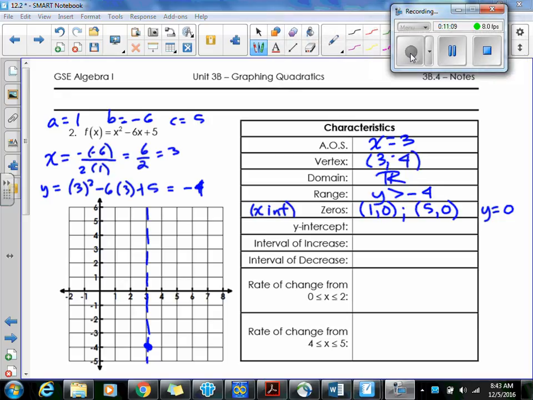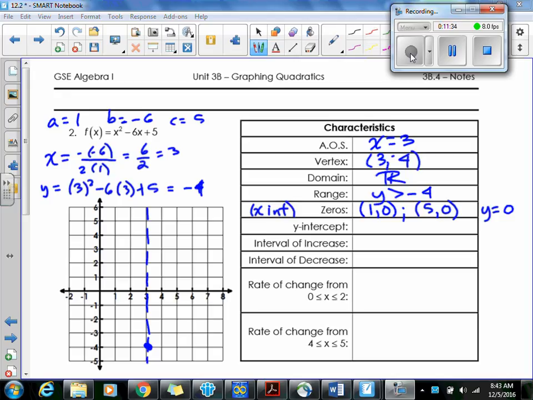So where do we look in the table to find the x-intercepts or the zeros? What column are we going to look in first? The y column. And what number are we looking for in the y column? We're looking for 0 in the y column to get the x-intercepts, because the x-intercepts occur where y equals 0.